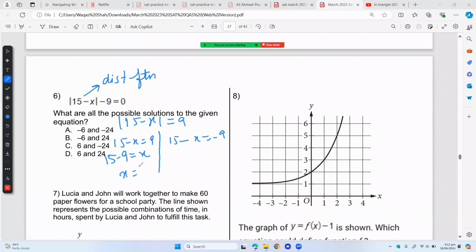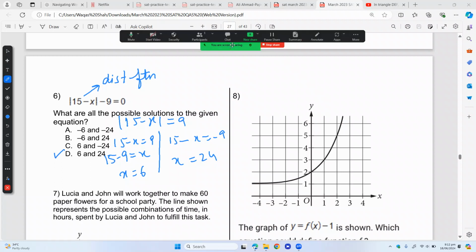So x is equal to 6, and here, when you shift x to the other side and 9 to this side, it will be 24. So 6 and 24 is the correct option. So this one, D, is the correct option in this case.